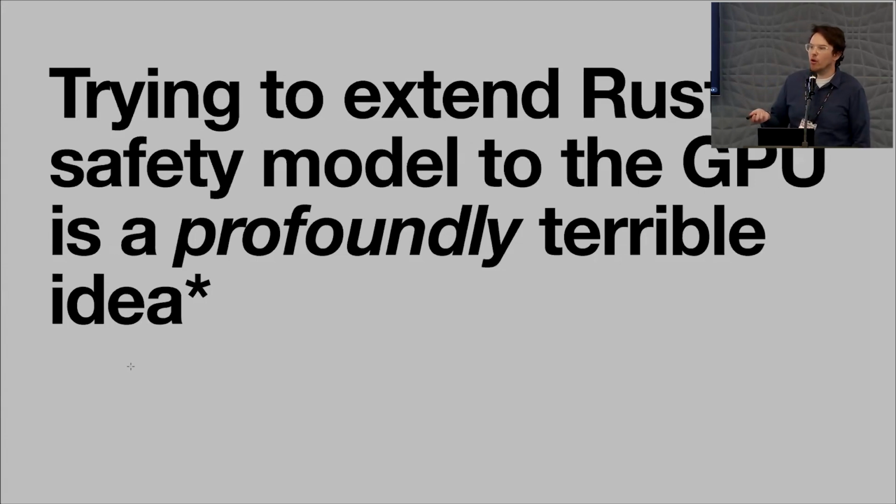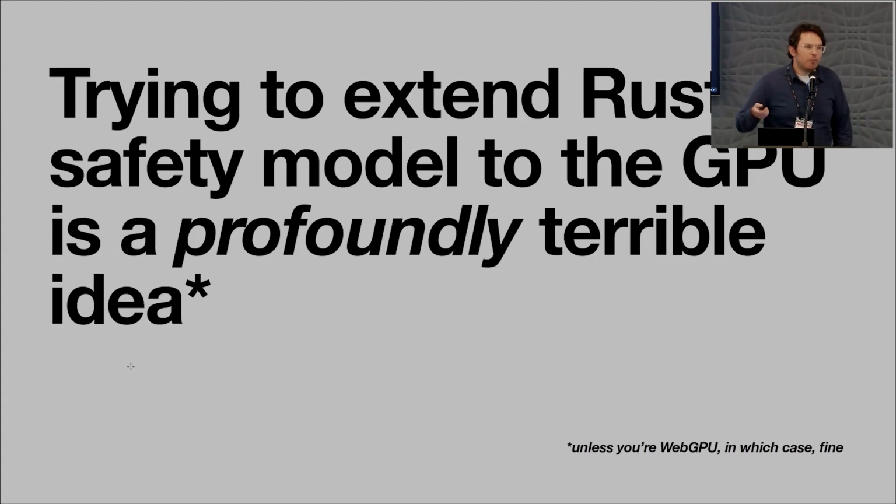The whole point of Vulkan is that we have an explicit API, that we do the right thing and we follow the spec. Now, there's an asterisk here, of course. If you're WebGPU and you're running untrusted code, fine, I get it. Very reasonable decision. But for the most part, don't do this. This is just not the way to go.